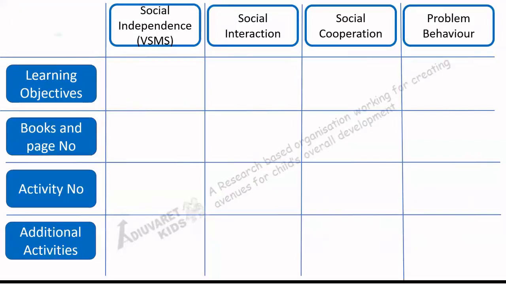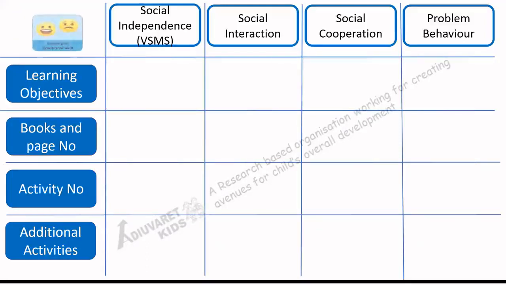Going further, the third skill is social and emotional skills. Under this, we have defined social independence as the first soft skill. The second one is social interaction skills. The third one is social cooperation skills. And the fourth one is problem behavior, things to be managed quite well under social and emotional skill for the children.